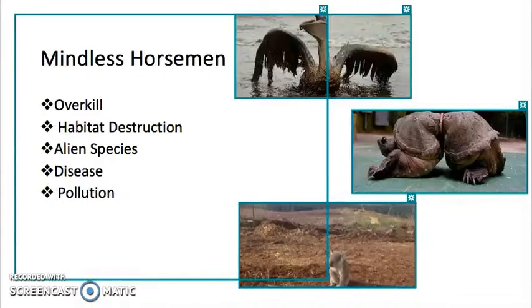I read chapters, The Coastlines of a Continent and A Bounty at the Border. The first one talks about the mindless horsemen. There are 5: overkill, habitat destruction, alien species, disease, and pollution.